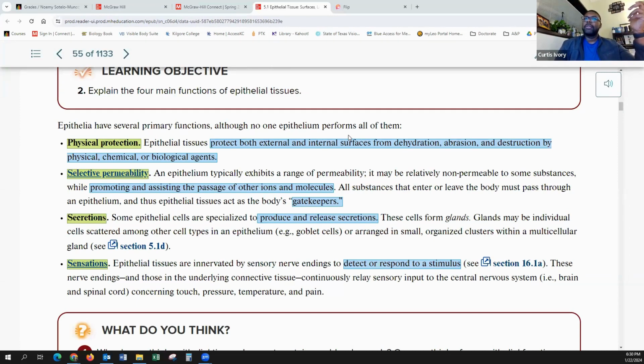Sensations: epithelial tissues have a lot of nerve endings. If you remember from chapter one, for something to be classified as living, it has to be able to respond to stimulus. So nerves are a way that tissues are able to respond to stimulus. And so they're able to determine touch, pressure, temperature, and pain.